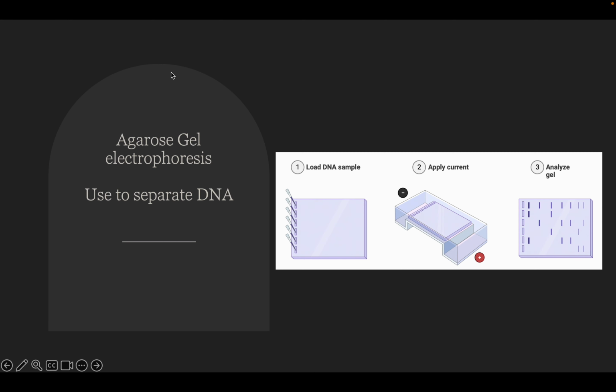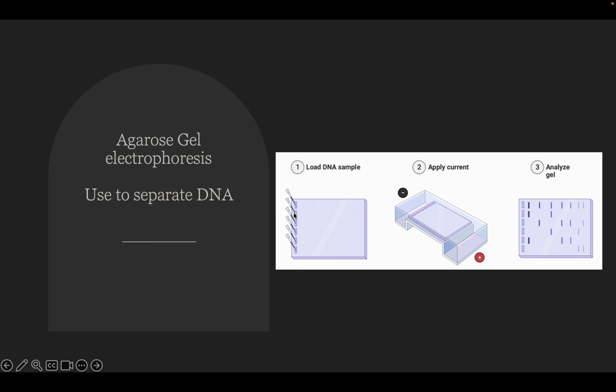So the first technique is agarose-gel electrophoresis. This technique is used to separate DNA based on their molecular weight. I think all of you know that DNA is negatively charged, and when you load your samples, you can isolate DNA from cells, from bacteria, and then you can amplify them using polymerase chain reaction. And once you have enough DNA, you can load this DNA in this gel, which is made up of agarose.